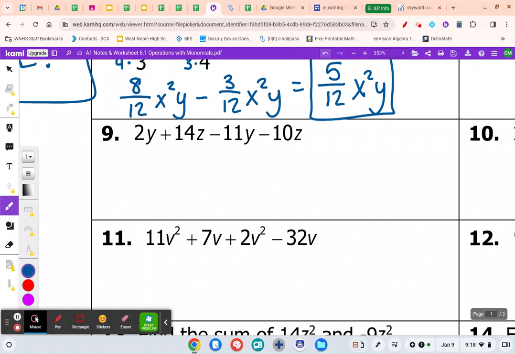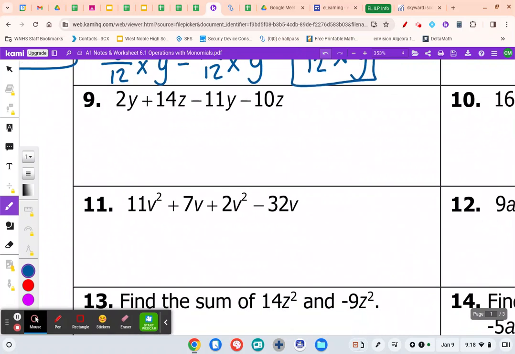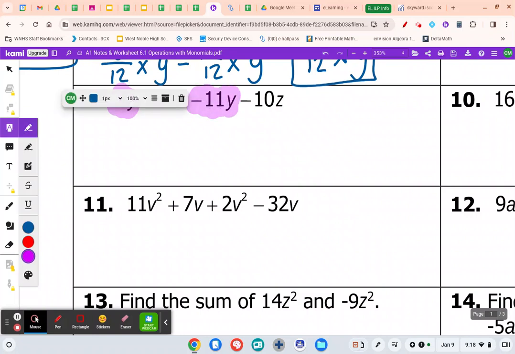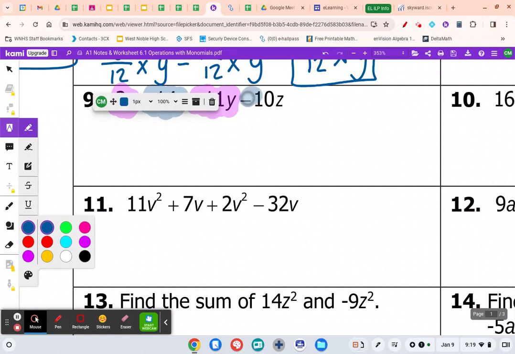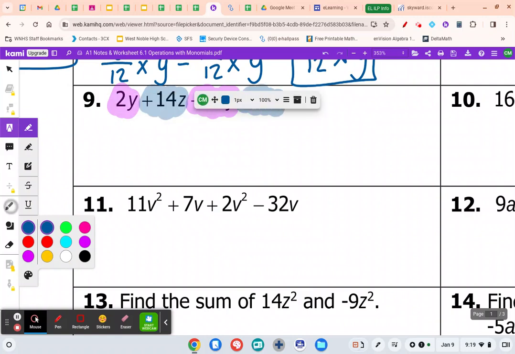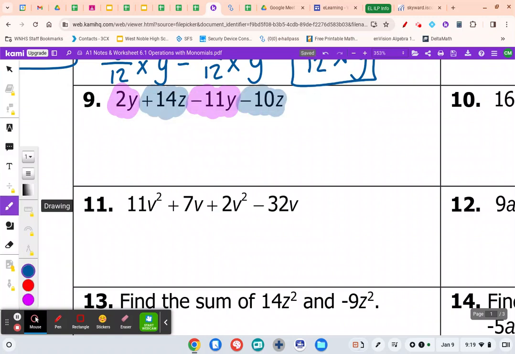All right, 9 through 12, we do have a little bit more stuff going on. It's just that there are more than one monomial in these problems that we can combine. That's fine. Just make sure you know what's alike. So these two are alike because they are both y's, and these two are alike because they are both z's. So to combine these, 2 minus 11 is negative 9y, and 14z minus 10z is 4z. So you get this, and that's as simple as it gets. It doesn't combine any further.